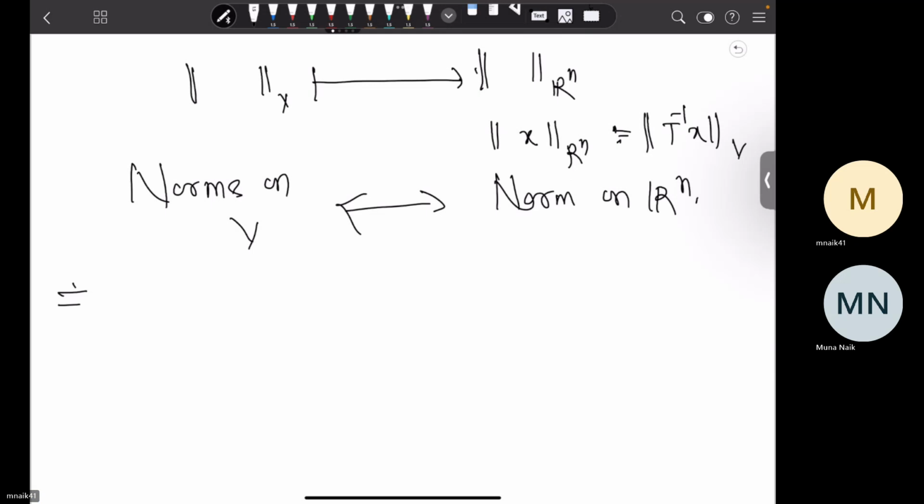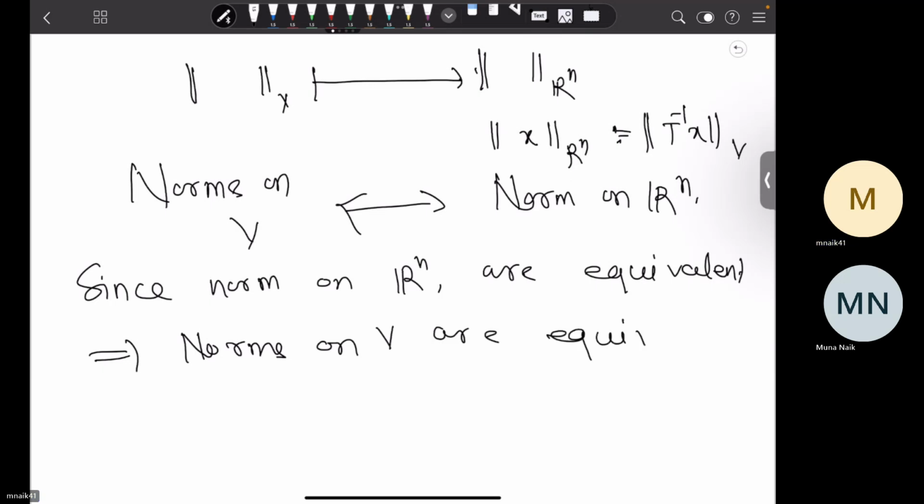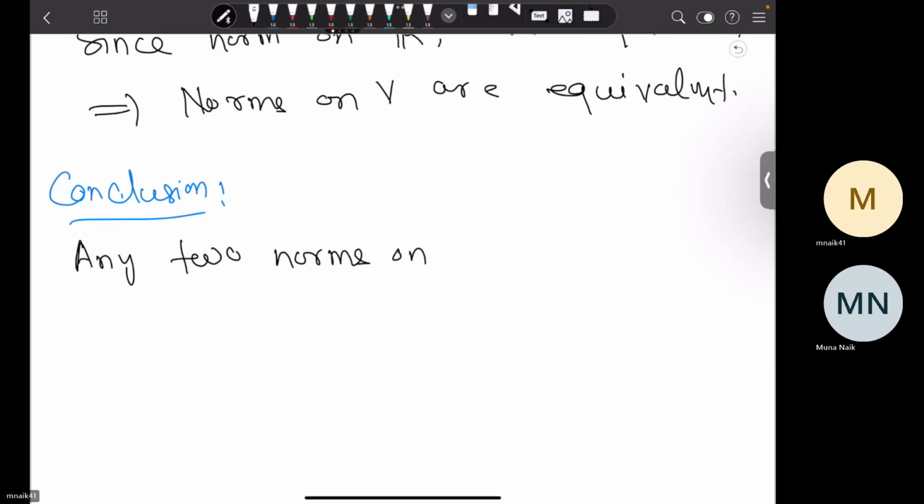So this implies that since norms on Rn are equivalent, norms on B are also equivalent. So, conclusion: any two norms on a finite dimensional vector space are equivalent.